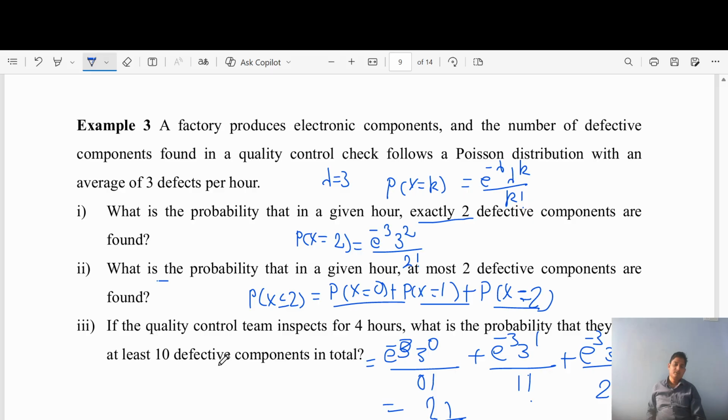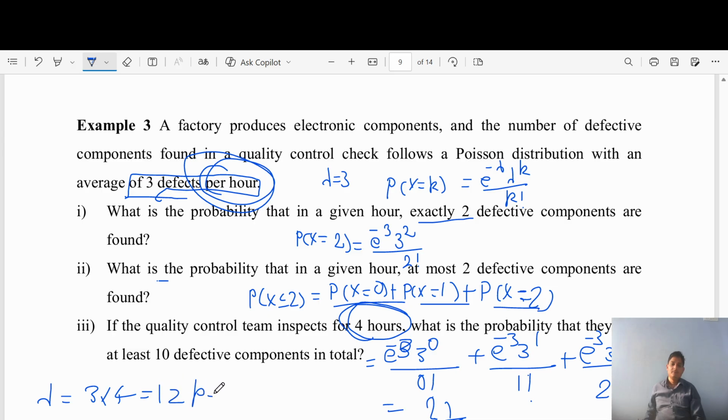At least 10. What is the probability if the quality control team inspects for 4 hours? So in this question, lambda is given as 3 defects per hour, but here 4 hours are given. So lambda is 3 into 4, so 12. This is converted for option third. Lambda is 12.